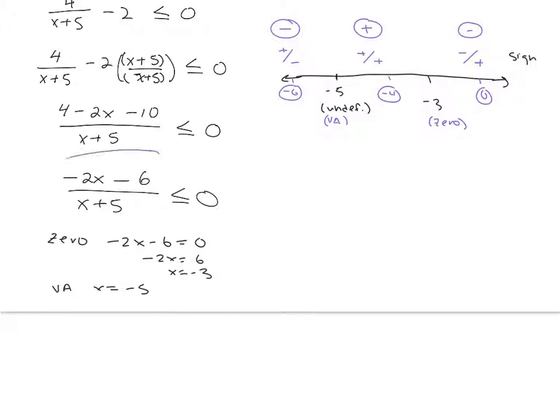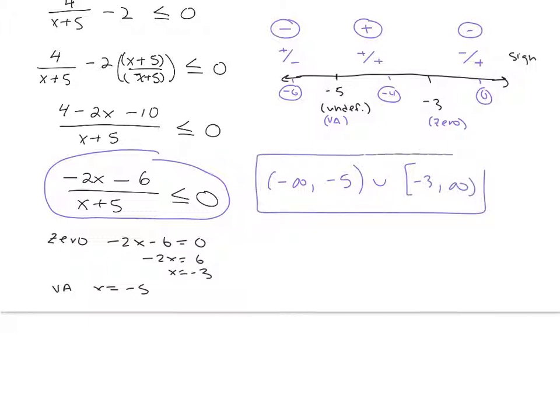Okay, now look back at what you're trying to solve. Are you looking for where this expression is negative or where this expression is positive? Where it's negative. Okay, so obviously negative infinity up to -5. First decision is, do you include -5 or not? No. Okay, decision made. And you don't include it because it's an asymptote, undefined. Okay, union. Where do you start again? -3. And do you include that one? Yes. To infinity. Awesome.